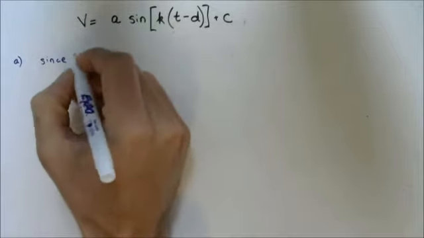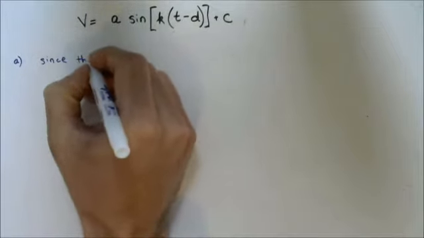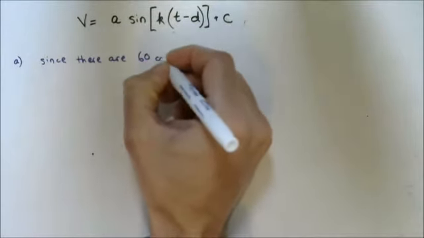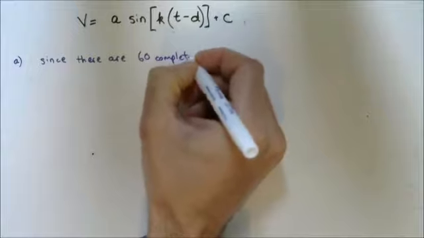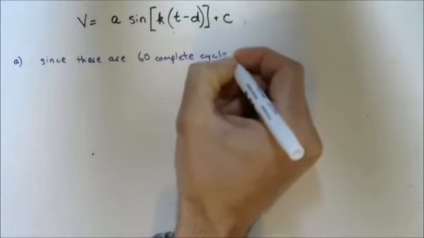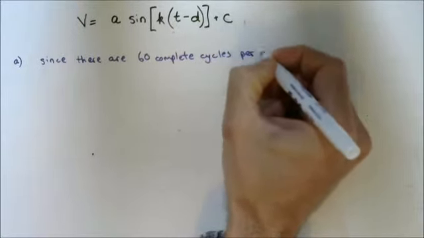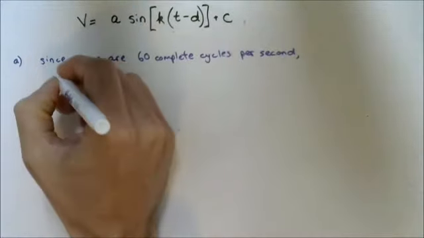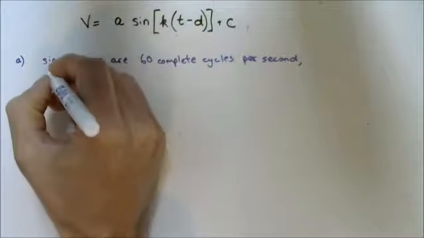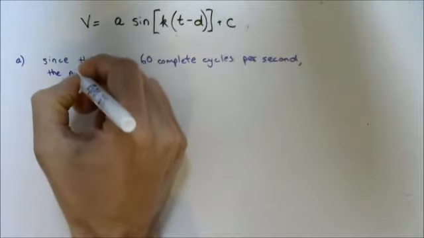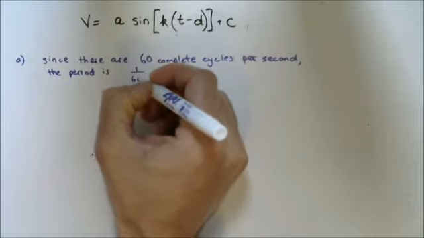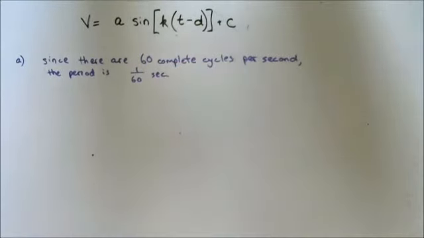Since there are 60 complete cycles per second, the period is 1/60th of a second.